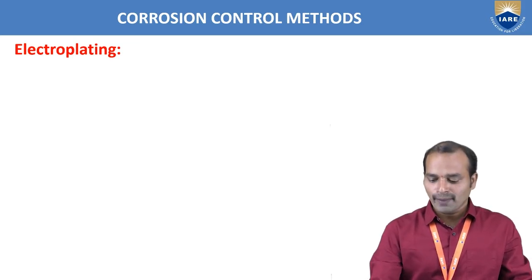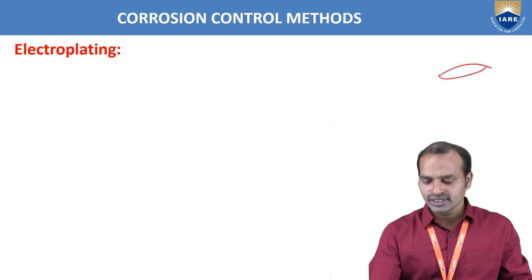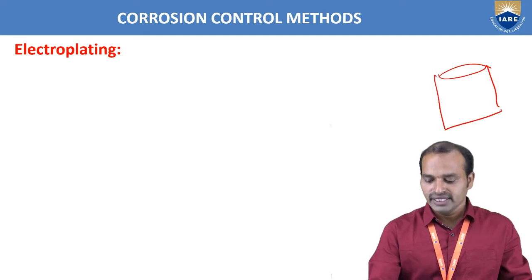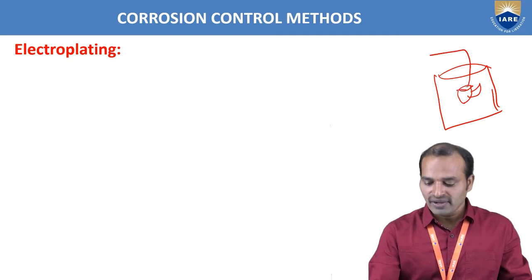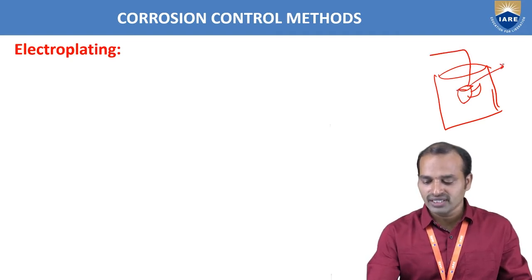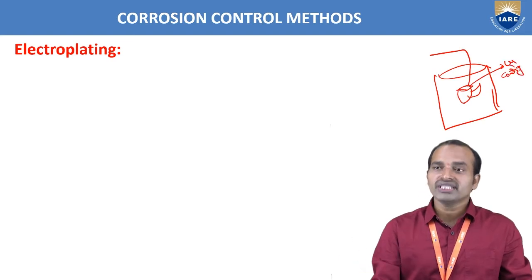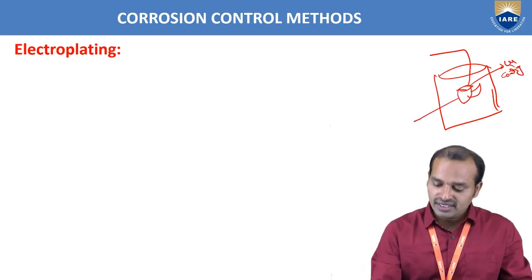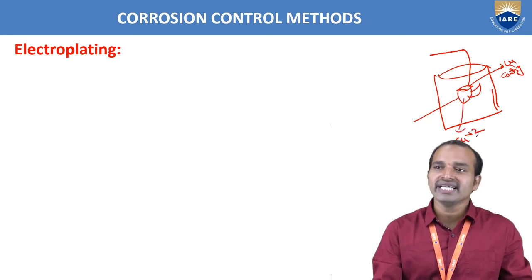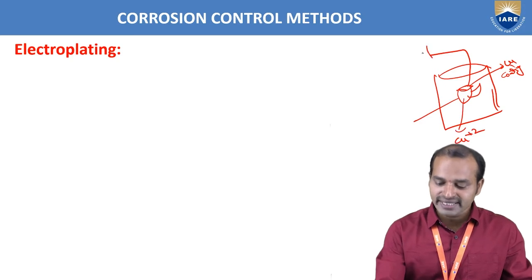Suppose you see a container, and in the container there is a cup. I want to give this cup a copper coating, a Cu coating. The deposition of which ions? Copper ions. The deposition of Cu2+ ions on the base metal by applying direct current.